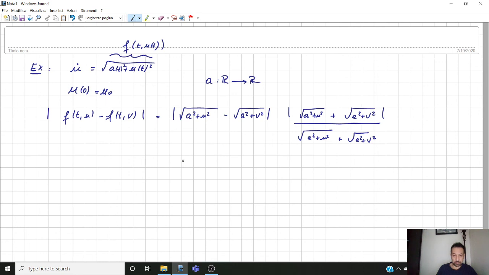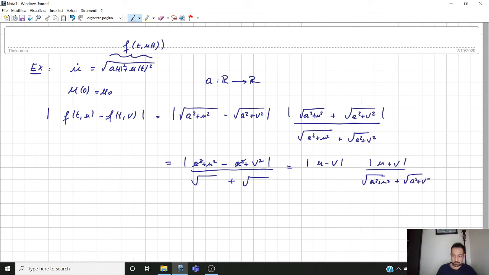If we multiply this, by the difference of squares formula, this is equal to the absolute value of A squared plus u squared minus A squared minus v squared, so the A squared terms cancel out, divided by the sum of the square roots, which are both positive. So this is equal to |u minus v| times |u plus v|, divided by the square root of A squared plus u squared plus the square root of A squared plus v squared. Now, notice that this quantity is also less than 1. And therefore we can call this a constant C.